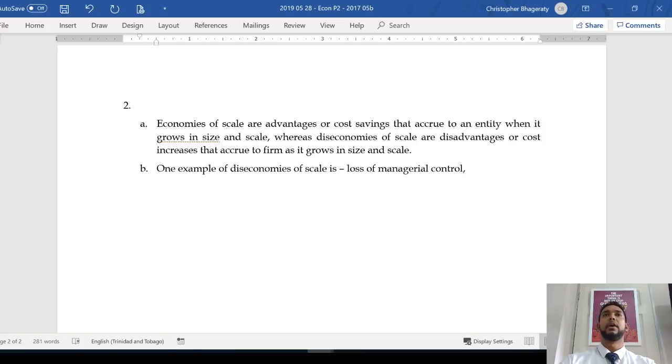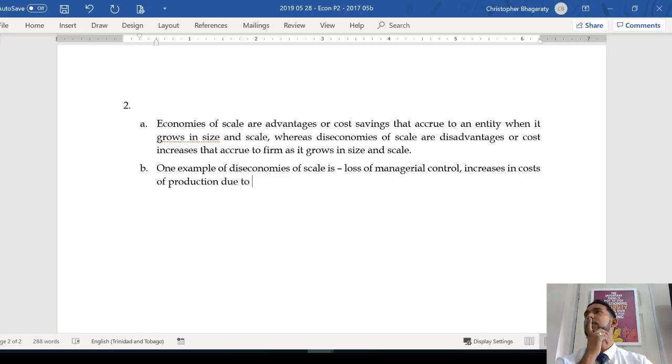Dominic, you said increases in cost of production. Yeah. Increases in costs of production due to diminishing returns. Now, diminishing returns is a short run feature. You guys know about that? The law of diminishing returns? No? Wait, I've heard it before. Alright. Yeah, I think so. Because to me that was really early in econ, so I kind of remember it.